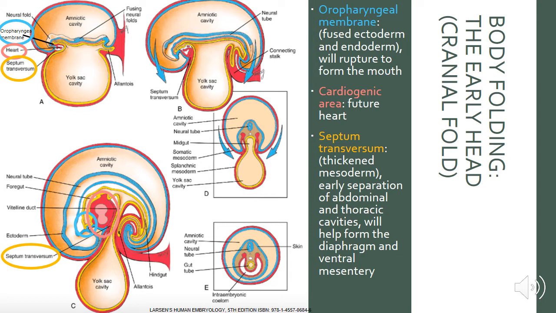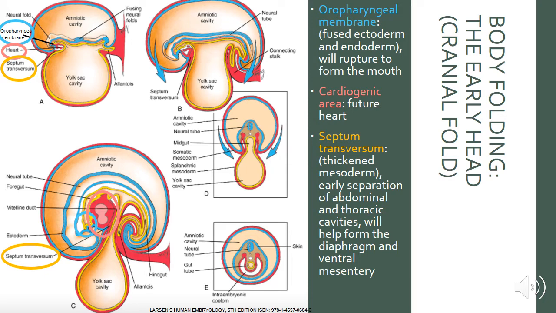You can actually have holes in your diaphragm that would allow your abdominal organs to move up into your chest. And as a fetus, that's very bad because it compresses your lungs and prevents their development. So that's a major birth defect. That diaphragm comes from the septum transversum formed during cranial folding.